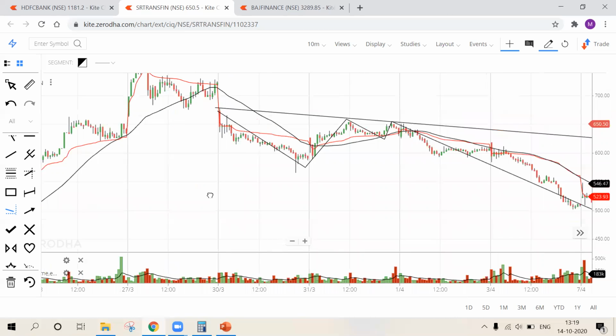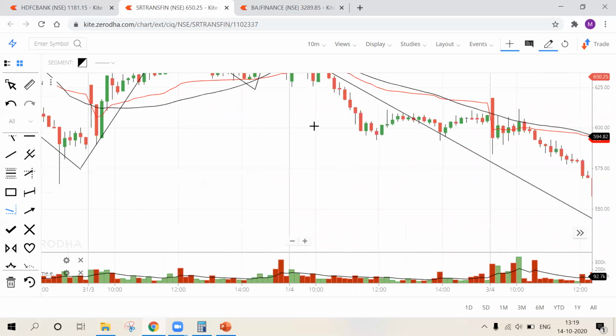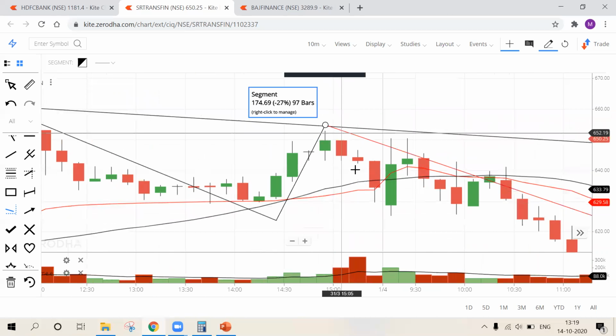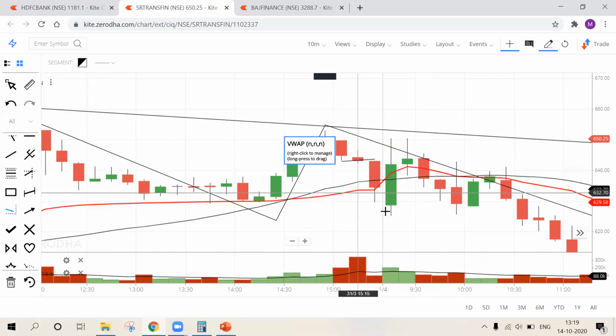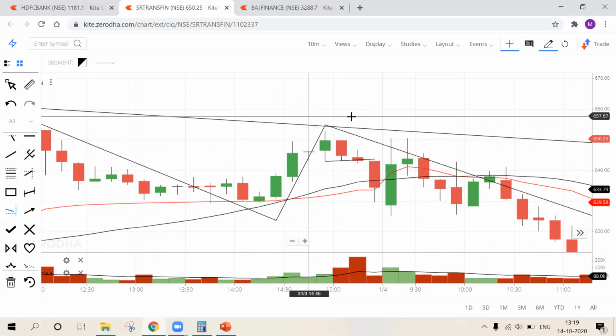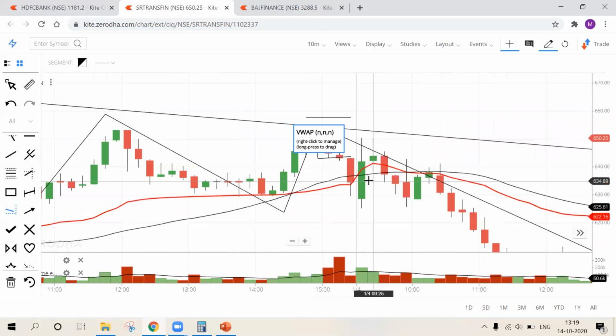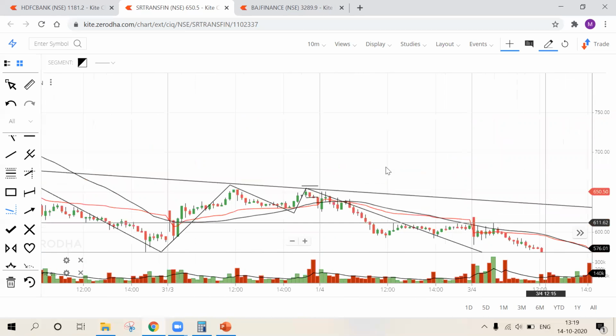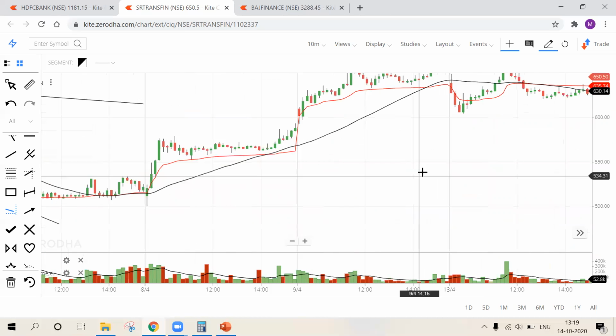Okay, all right. In this scenario, this is the third reaction. This is the lower low formation. Your stop loss should be here, above the third reaction. Okay, and look at the fall.